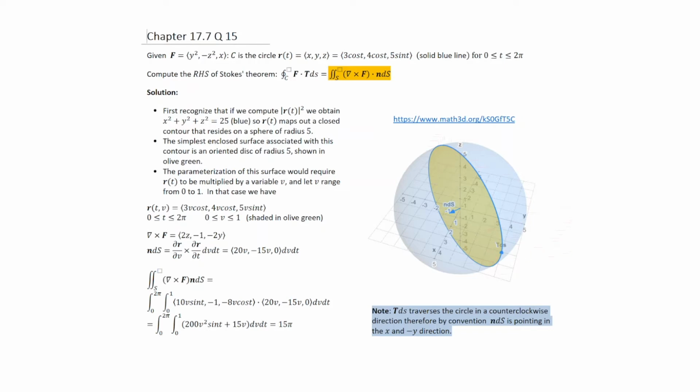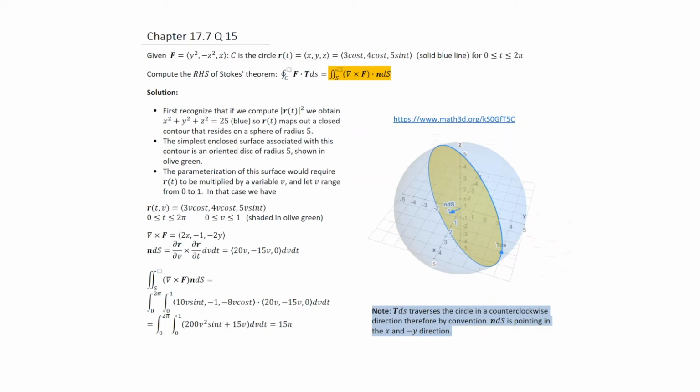All right, so the simplest enclosed surface associated with this contour would be an oriented disk of radius 5, and that's the part that's shown in olive green. One could have taken a hemisphere part, but that would have been a little bit more complicated if we're going to apply Stokes theorem. This olive green disk and this portion of the hemisphere share the same boundary. That's this contour that you see here.